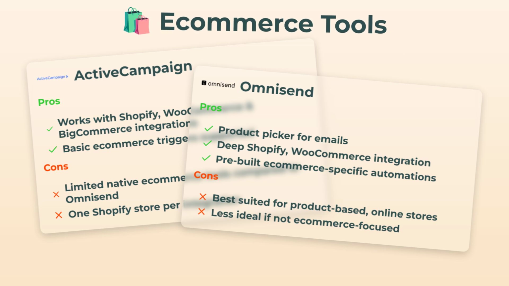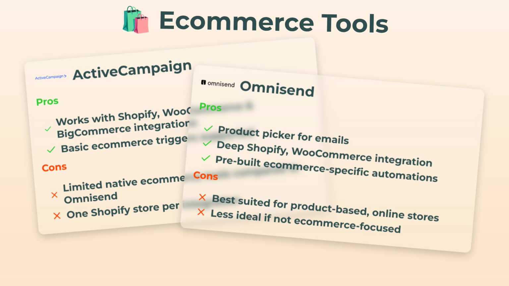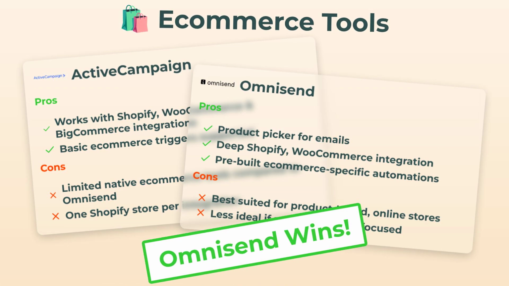You can pull products right into your emails. It has deep links with Shopify and WooCommerce, plus there are ready-made automations for those must-haves like order follow-ups. If your store sells stuff online, Omnisend's basically made for you. Winner in this category? It's Omnisend.